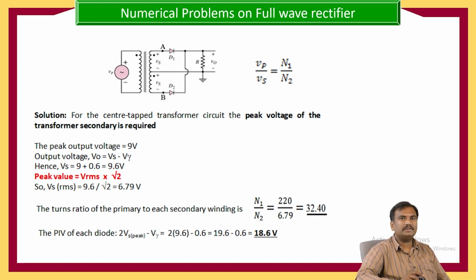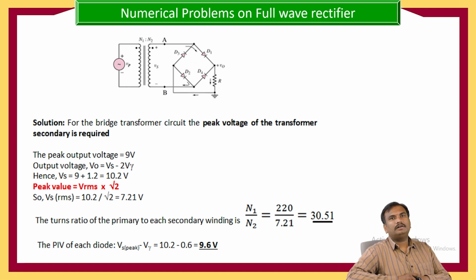Now, the peak inverse voltage of each diode is 2 Vs peak minus V gamma. Here, 2 into 9.6 is 19.2, minus 0.6, which is equal to 18.6 volts.